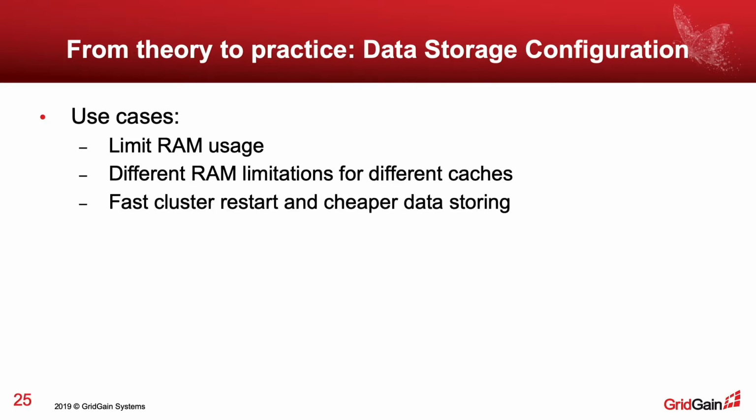And then we'll finally move to the benefits of using persistent mode. I'll tell you how to achieve a fast cluster restart and possibly cheaper data storing, because storing on disk is cheaper. The most typical use case when you want to divide and use cheaper data storing is when your data can be separated into hot and cold. And I'll tell you how to configure Ignite to achieve the best speed, like in-memory speed for hot data, and still achieve durability for cold data.